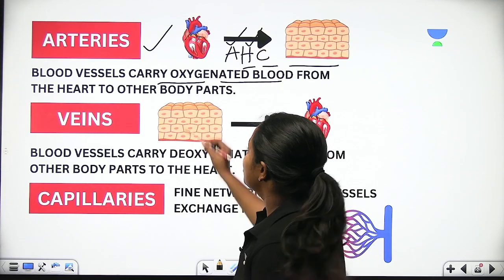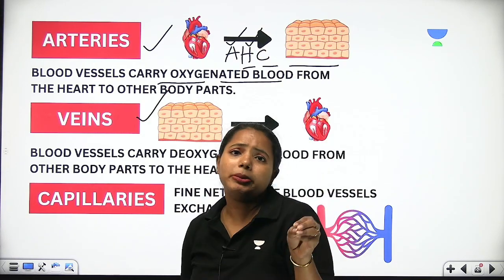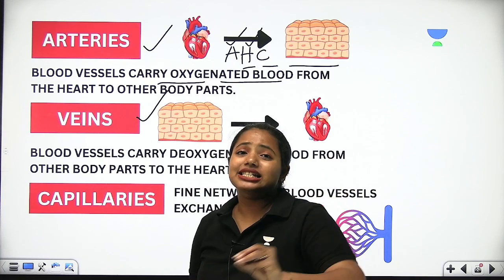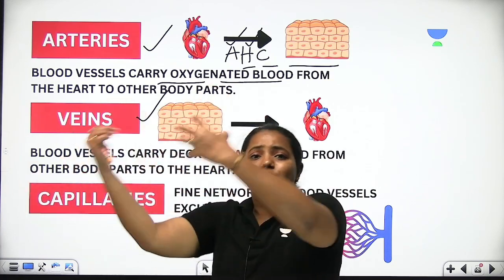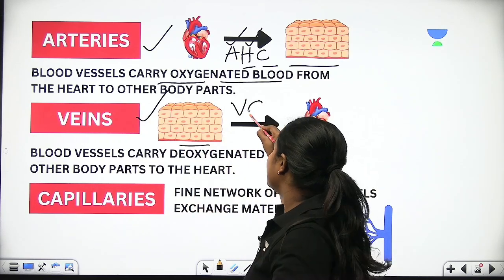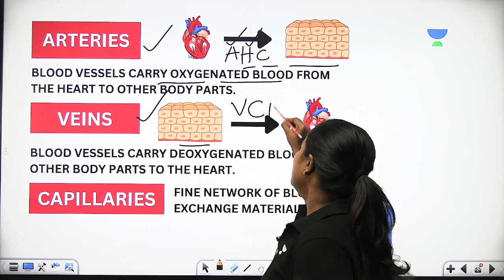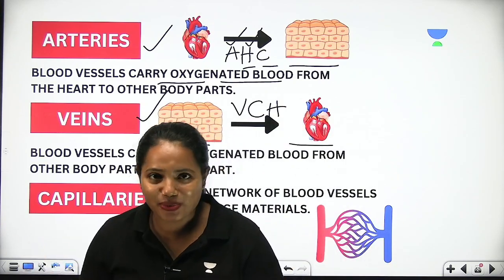Similarly, when you talk about veins, veins carry deoxygenated blood. What is meant by deoxygenated blood? It is carbon dioxide rich blood. So this will be carried from cells to heart. Veins actually carry deoxygenated blood from cells to heart. So VCH is a code for it. Got it? I hope everyone is clear.